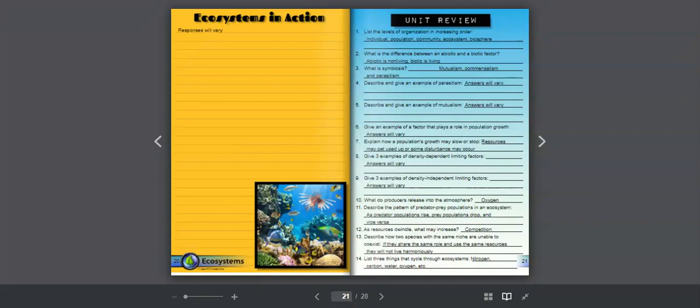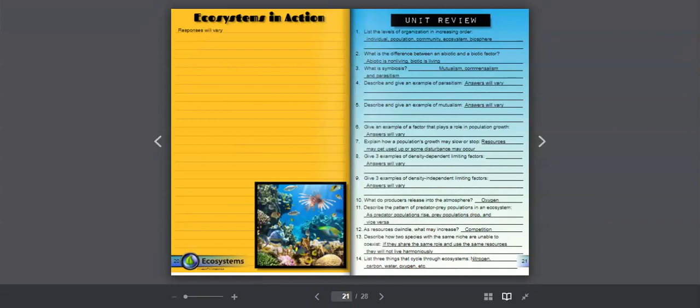All right. Number 6, give an example of a factor that plays a role in population growth. Well, we played the game Oh Deer last week, and we know that the factors of shelter, food, and water are all very important in population growth. They can have a positive or negative impact depending on their availability.